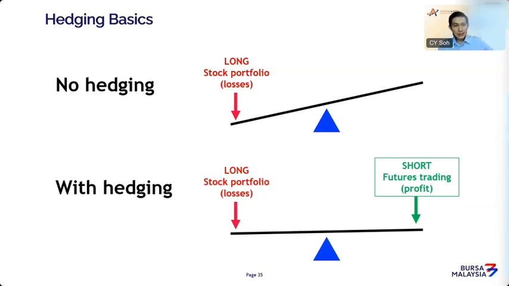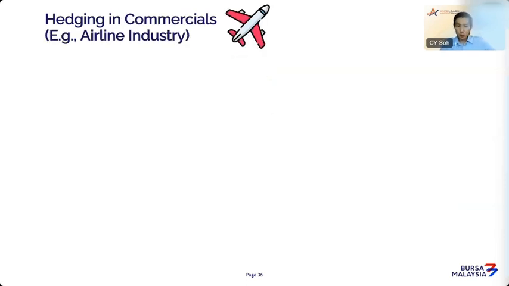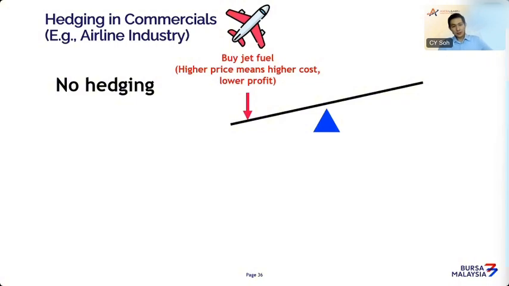Now, of course, hedging is not only applicable in trading. In fact, the airline industry also does hedging using futures contracts. Why? Because airlines sell their tickets very far in advance, 6 months, 12 months in advance. But 12 months in advance, they are not quite sure what the fuel price will be. If the fuel price 12 months later is very high, their profit margin will be affected.